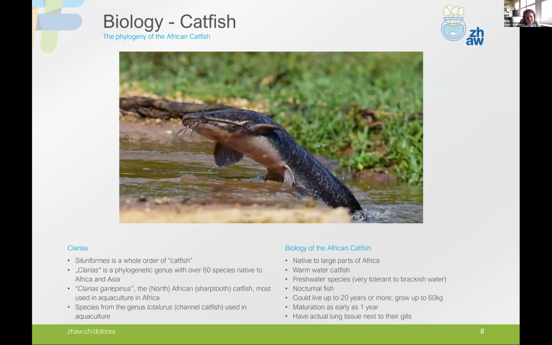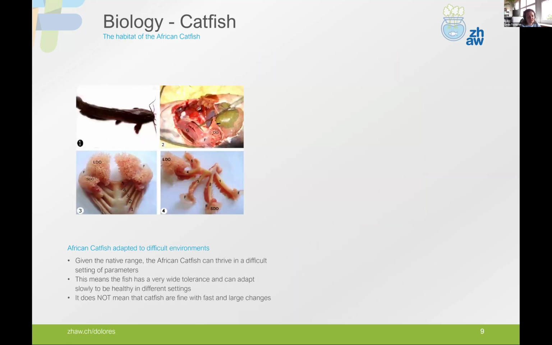Catfish, same, is native to large parts of Africa. It's a warm water species, also freshwater, very tolerant to brackish and muddy water. Technically, it's a nocturnal fish, but easily awake during the day, so that's not a problem for us. It can grow very large and very old, but it matures sometimes in husbandry as early as 1 year, a bit earlier. And one specific thing about them, it has actual lung tissue. So it not only has the gills, but behind the gills there are lung-like tissues. So they are able to thrive in very, very difficult, low oxygen, very muddy, very warm waters, or even for a certain time outside of the water.